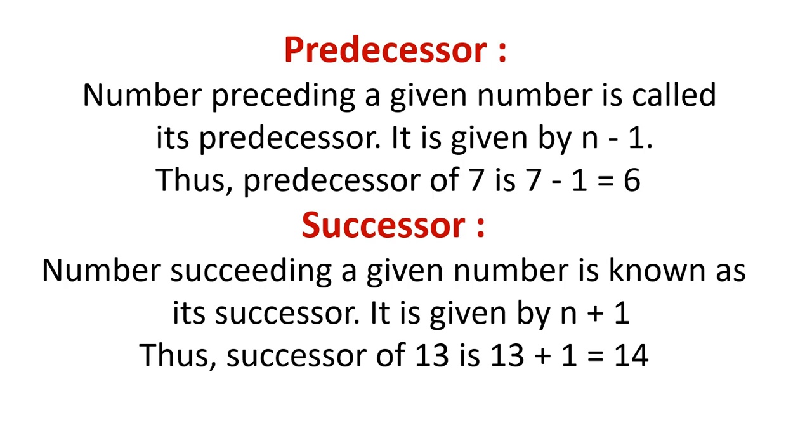Thus the predecessor of 7 is 7 minus 1, which is equal to 6, because 6 comes immediately before 7, or 6 precedes 7. Successor. The number succeeding a given number is known as its successor. It comes immediately after the given number and it is given by n plus 1. Thus the successor of 13 is 13 plus 1, which is equal to 14, because 14 comes immediately after 13, or it succeeds 13.